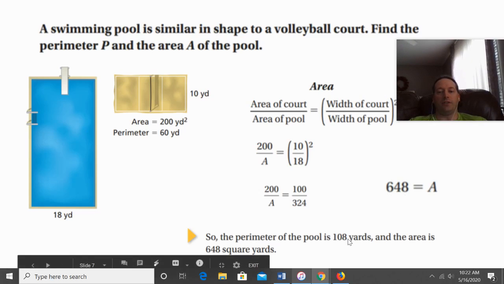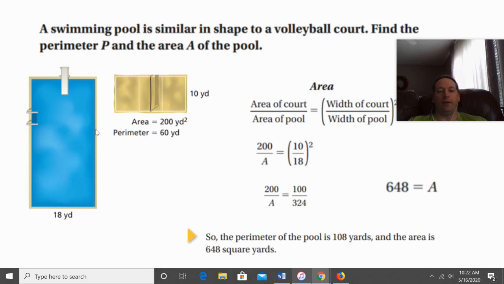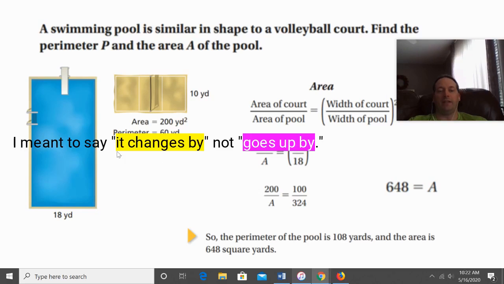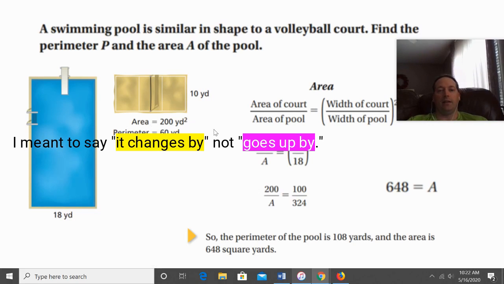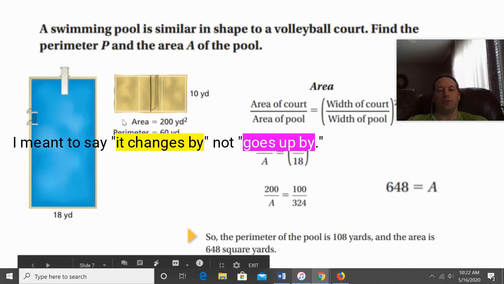So the perimeter of the pool is 108 yards. The area is 648 square yards. Let's just review real quick. How are the area and perimeter related in similar figures? Well, the perimeter goes up by the scale factor, which was just the ratio of corresponding sides to one another. The area goes up by the scale factor squared, or the ratio of corresponding sides squared.